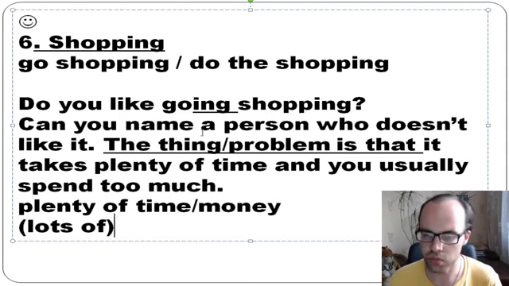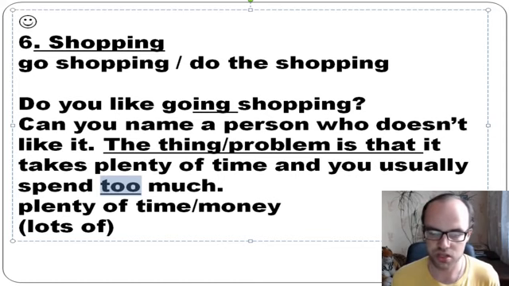And usually spend too much. So too has a negative meaning. So too much. You mean that you spend lots of money. So yeah, it isn't a rational way of doing things. Okay? So shopping. Go shopping or do the shopping. Do you like going shopping? Can you name a person who doesn't like it? The thing is that it takes plenty of time and you usually spend too much.